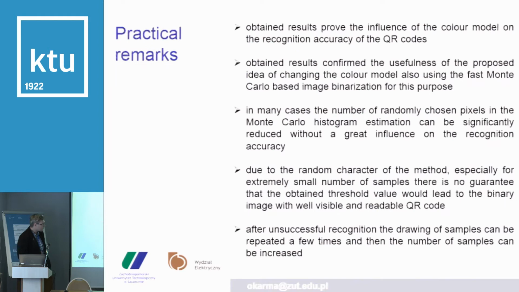So we verified that there is a strong influence of the color model on the recognition accuracy of QR codes, but we also verified the usefulness of fast binarization in various color spaces. Of course, the number of randomly chosen pixels can be reduced dramatically, but even if we do not obtain the result, we can repeat the procedure and draw once again. It's just the cost of the randomness.